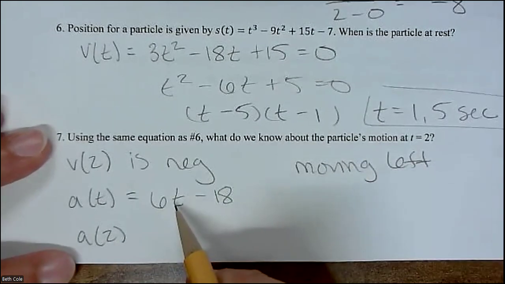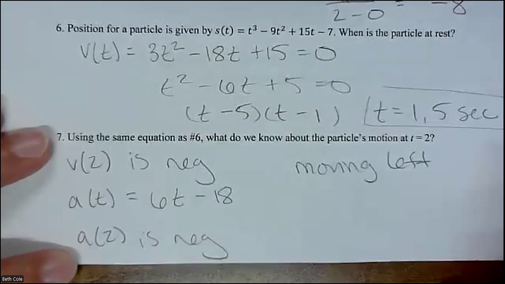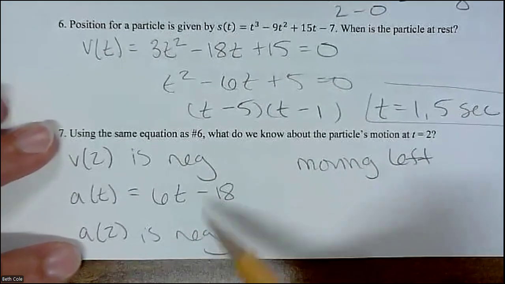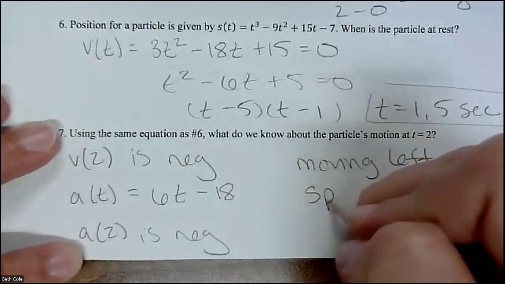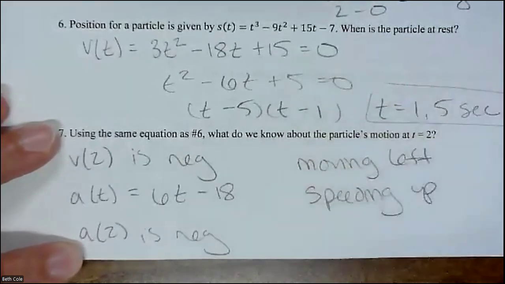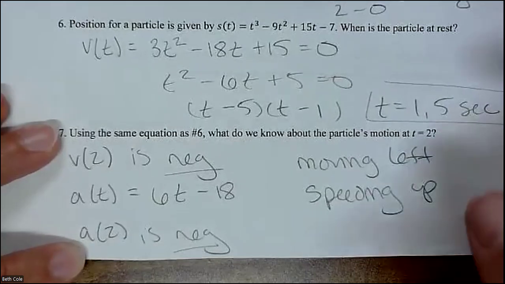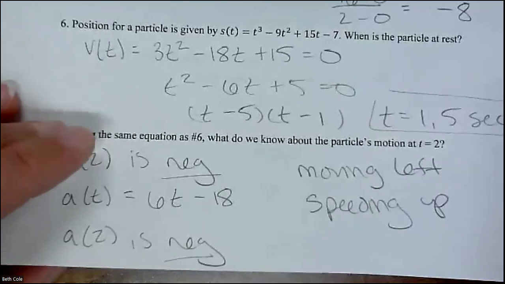6 times 2, 12 minus 18 is negative. So we're moving left, and are we speeding up or slowing down? Why is it speeding up? Same sign. Speeding up in the negative direction. Again, it's like you jumped out of an airplane and didn't pull the parachute yet. Like you're moving downwards and gravity is pulling you downwards.